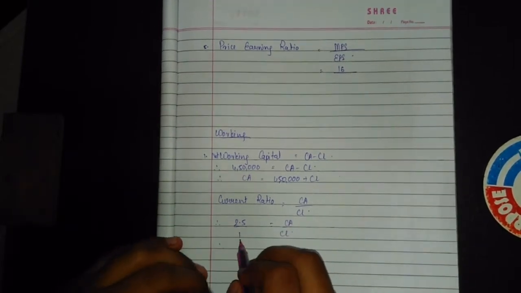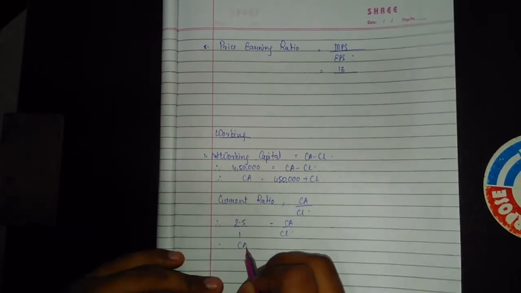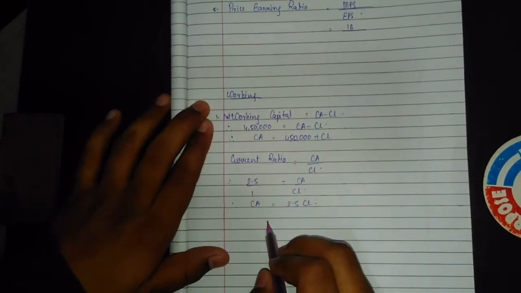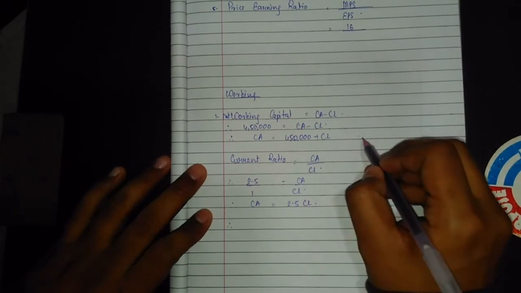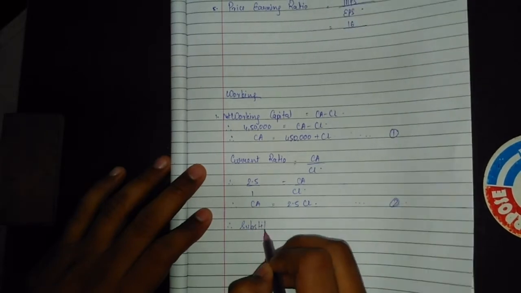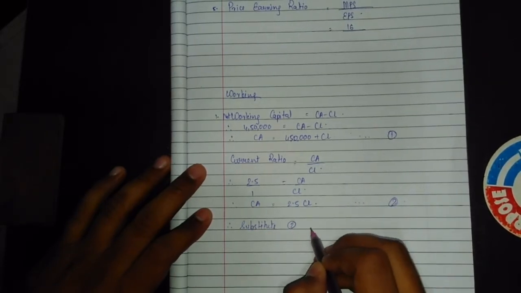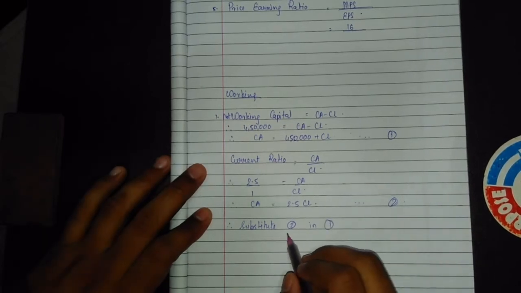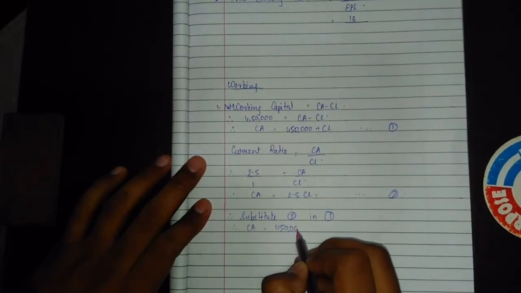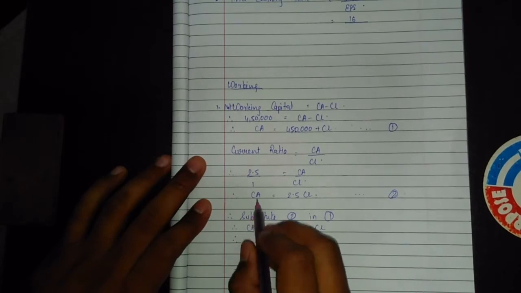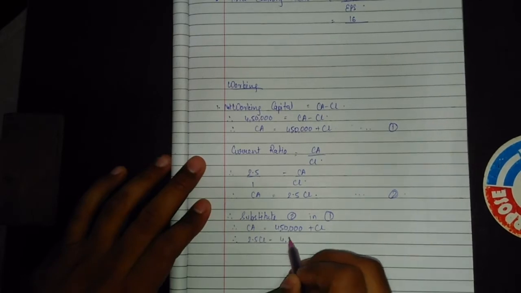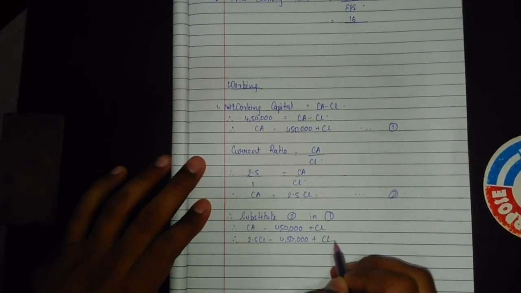Therefore, again we'll write CA is equal to 2.5 CL. Okay. Now what we'll do is, we'll write it as 1 and write it as 2. Therefore substitute 2 in 1. Okay, substitute 2 in 1. Therefore CA is equal to 4,50,000 plus CL. Here we will substitute this CA into this. It will become 2.5 CL is equal to 4,50,000 plus CL.